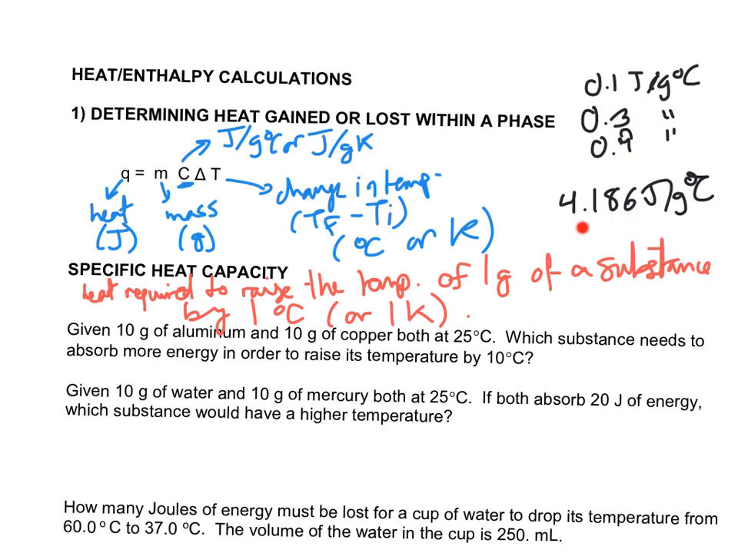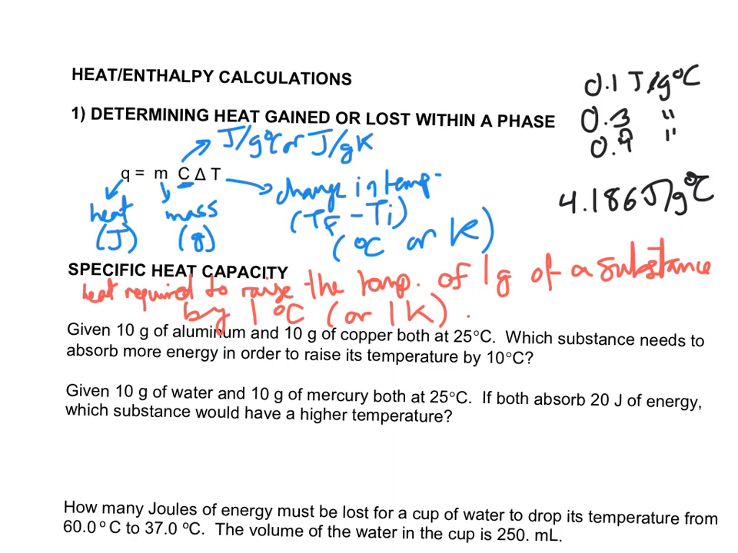So that's why oceans moderate the climate on Earth, because of the high specific heat capacity of water. It takes so much energy to raise the temperature of the water in the oceans, and we have lots of water bodies on Earth, so the climate on Earth is moderated because of how much water we have. Okay, let's look at this problem here.